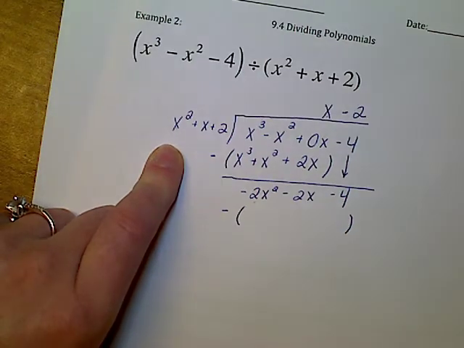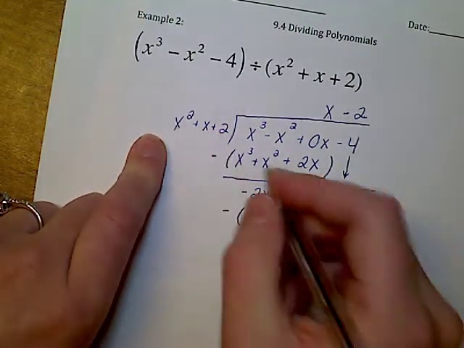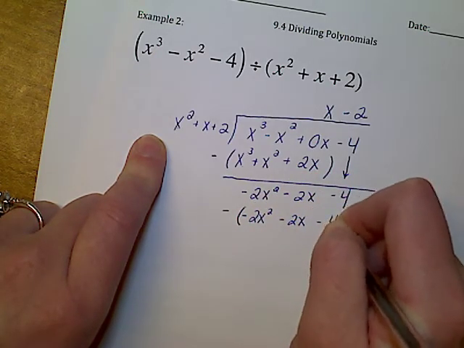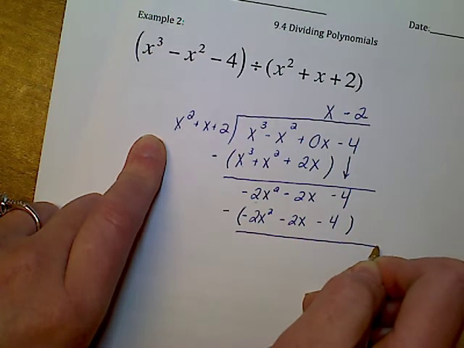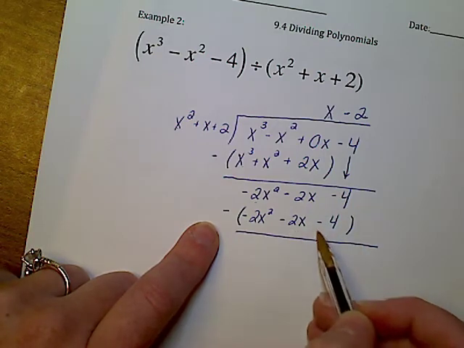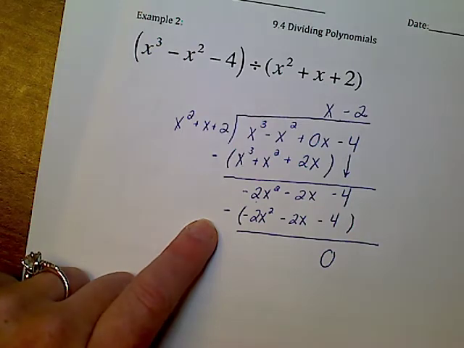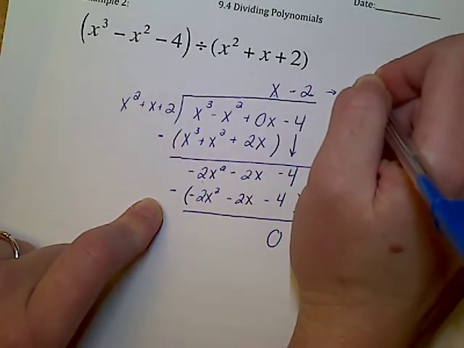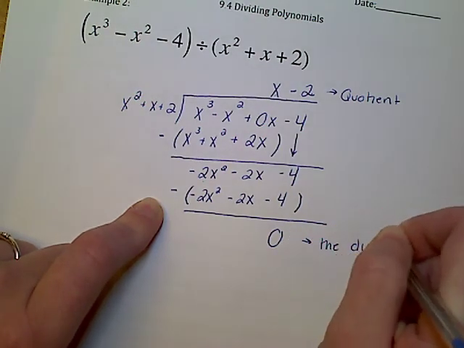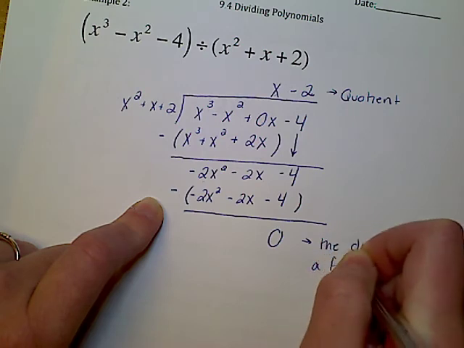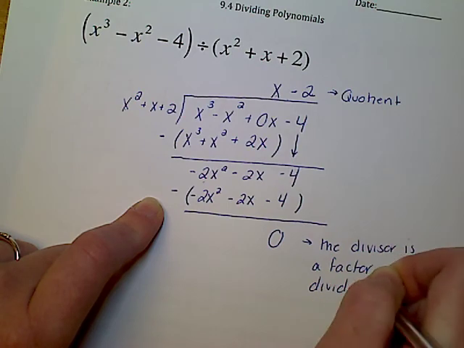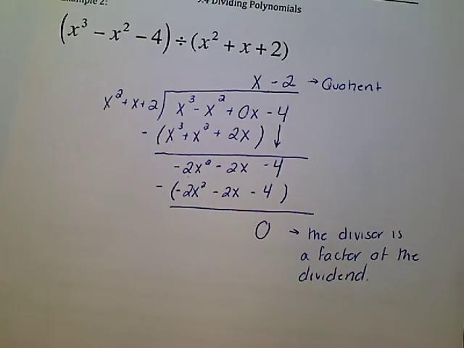Get ready to do some subtraction. So negative 2 times my divisor is negative 2x squared minus 2x minus 4. The x squareds are going to cancel. The x's are going to cancel, and the 4's. So again, I get a remainder of 0. So x minus 2, that's my quotient. And this means that my divisor is a factor of the dividend. All right, and that's all we got.